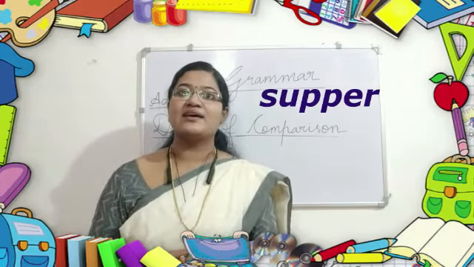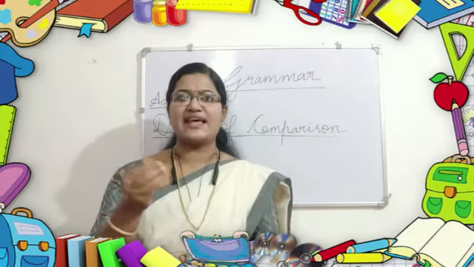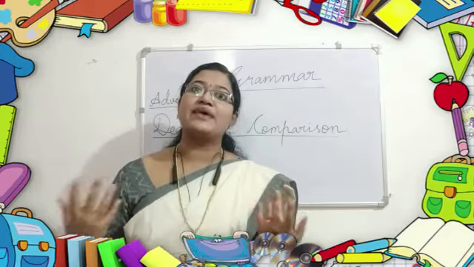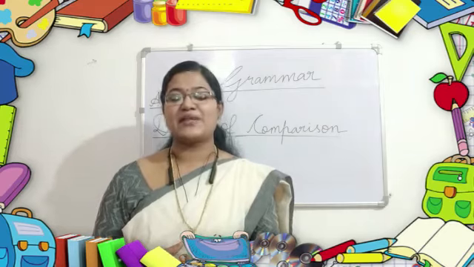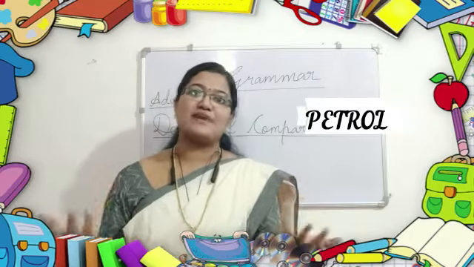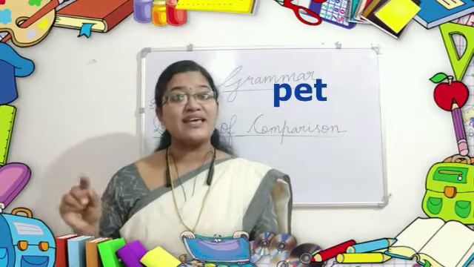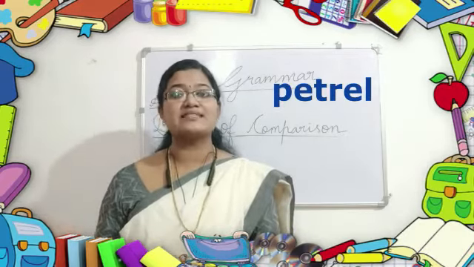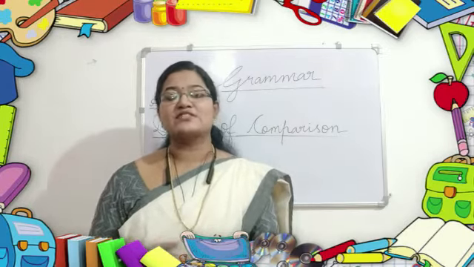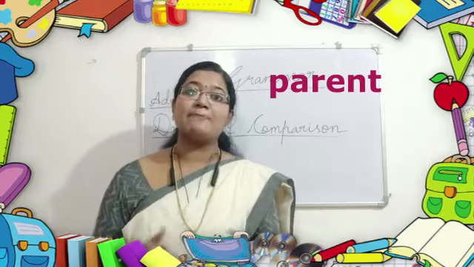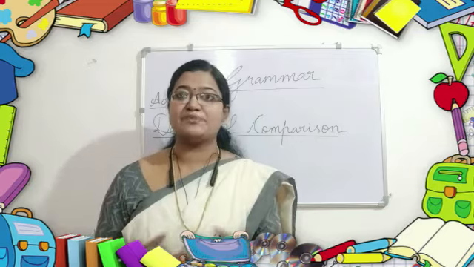So that's why we are very particular in writing the spellings. Even if one letter changes, the meaning itself will change. In English, only 26 letters are there. Petrol, you know the spelling, P-E-T-R-O-L. But if you write P-E-T-R-E-L, then it becomes a bird. Petrel is a small bird. Parent, P-A-R-E-N-T. If you write patent, P-A-T-E-N-T, the meaning is entirely different. It means document.